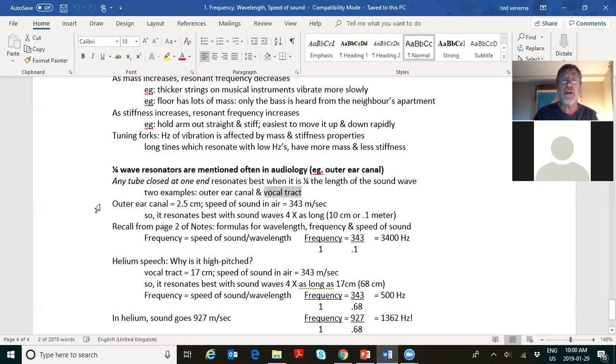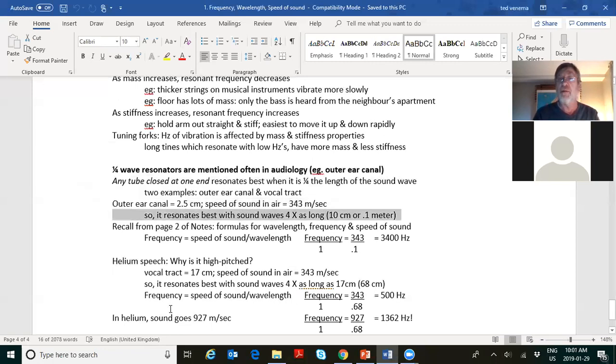So let's first look at the outer ear canal. It's about 1 inch long. It's 2.5 centimeters. Remember, a centimeter is kind of like a fingernail. The speed of sound in air is 340 meters per second. So your ear canal is going to resonate with sound waves 4 times its length. As a quarter wave resonator, your ear is going to resonate with sounds that are 4 inches long, or 4 times 2.5 centimeters, which is 10 centimeters. That's exactly what it says right there.